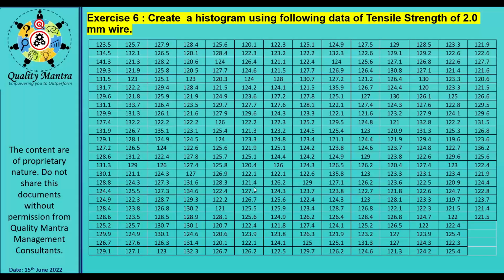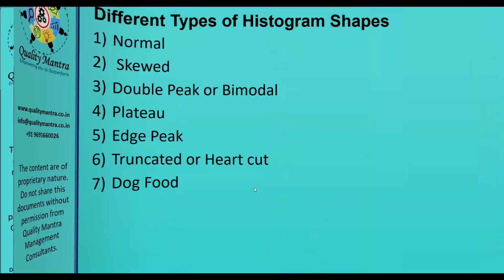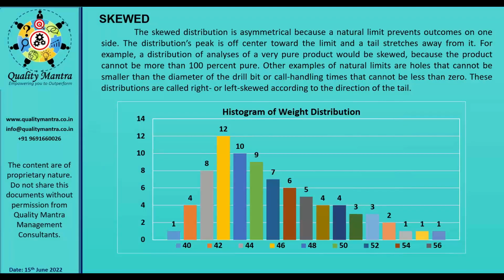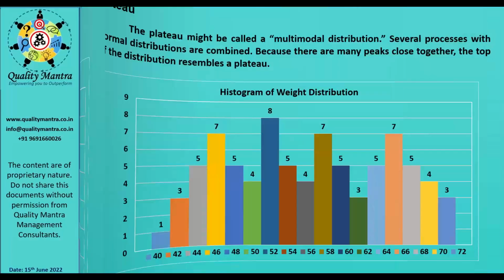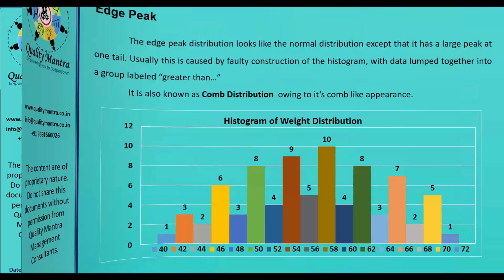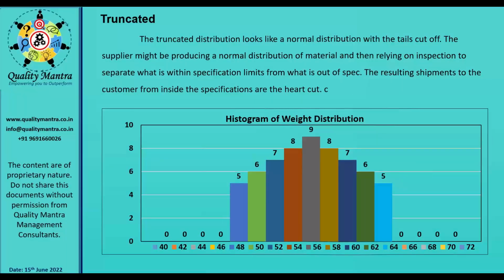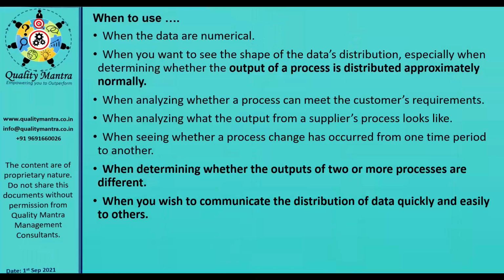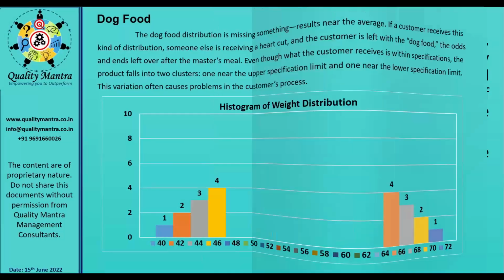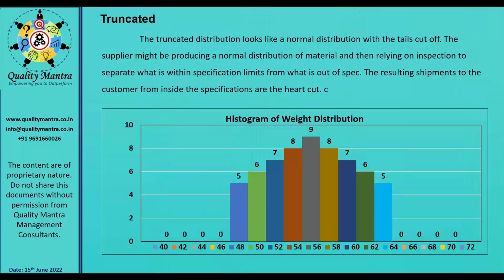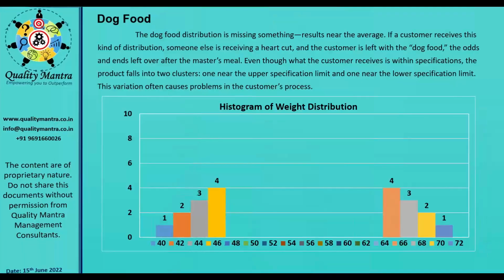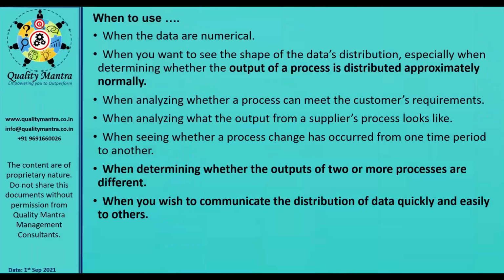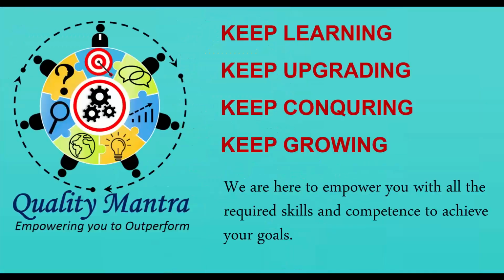So tomorrow we are going to see this, and then we will go through the various kinds of histograms depending on the shape. Okay: normal, skewed, double peak, plateau type. Then there is the edge peak type, truncated, dog food type, and there is a hard cut also. Truncated is also known as the hard cut, and then the dog food. So you will come to know what this dog food is. So tomorrow we are going to see this.